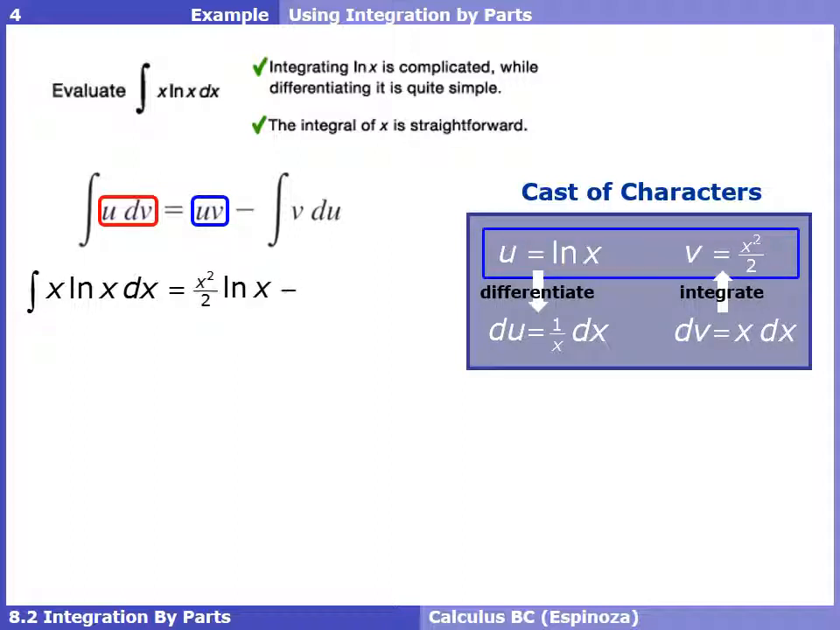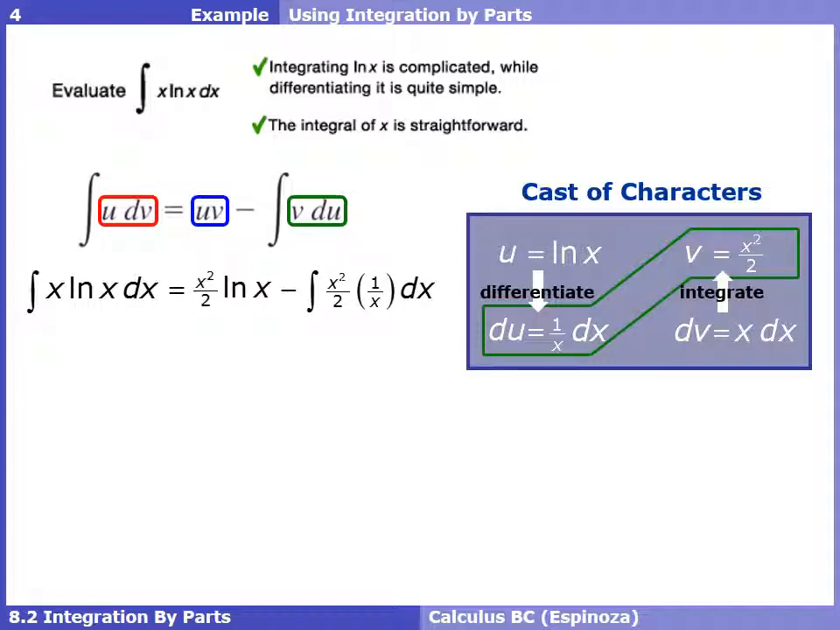U times v in this case is going to be x squared over 2 times 2 times ln x, and I'm going to just put that x squared over 2 in the front of it just to make it look a little easier to read. From that we need to subtract the integral of v du, which is this diagonal that I highlight in green. We're going to have to plug in the x squared over 2, and then the du is 1 over x dx.